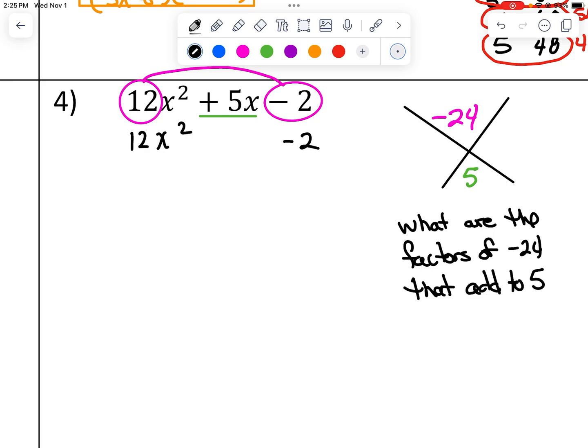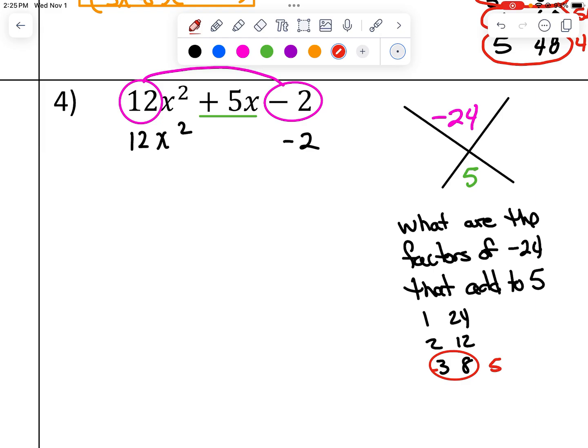That add to 5. So we got 1 and 24, 2 and 12, 3 and 8. Whoop! There it is. We do not need to go any further. If we take 8 minus 3, we get 5.